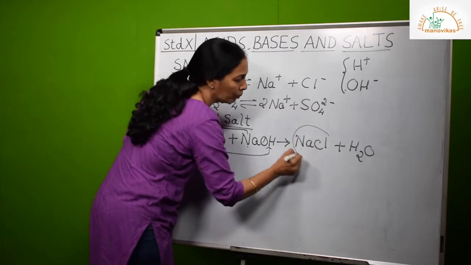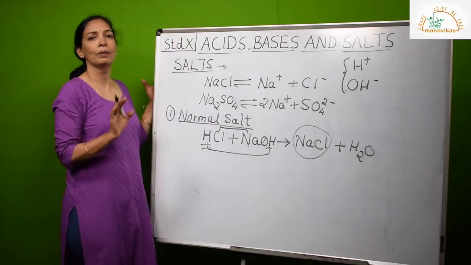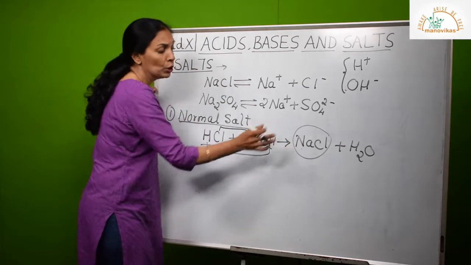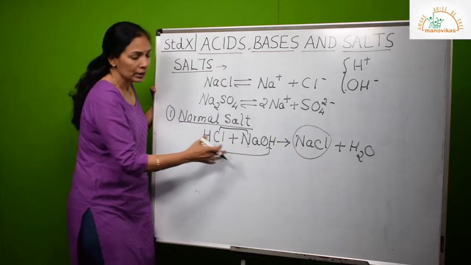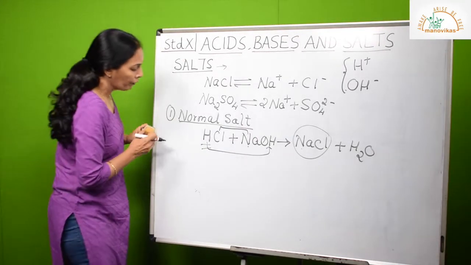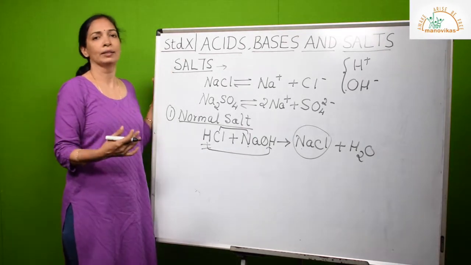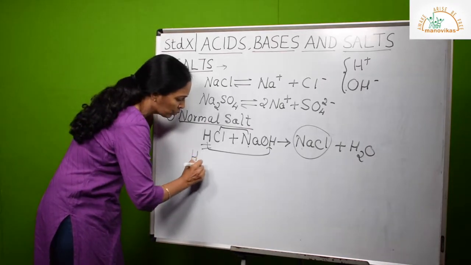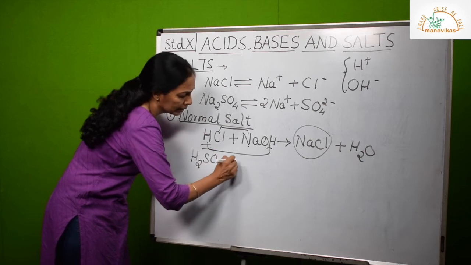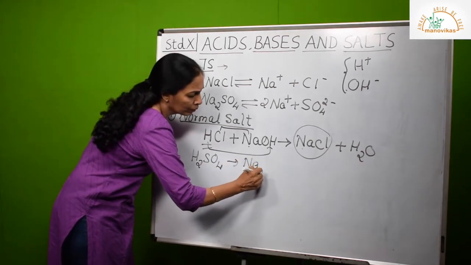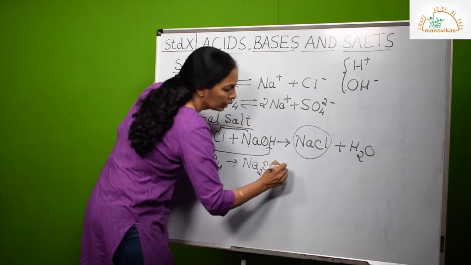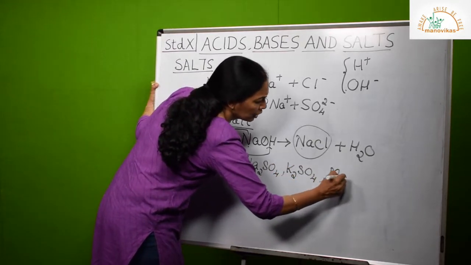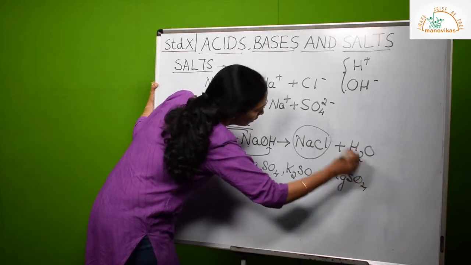Now look at this formula of NaCl. There is no more replaceable hydrogen ion present in this. Only Na and Cl. So this is a normal salt. There are a number of examples of this kind of salts. Depending upon which acid you are taking, the types of salts will be formed. So with the help of H2SO4 or sulfuric acid, we get salts like Na2SO4, K2SO4, CaSO4, MgSO4 and so on.